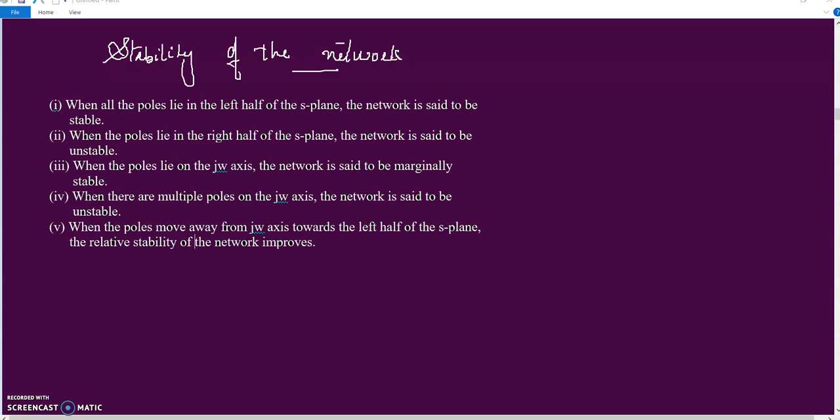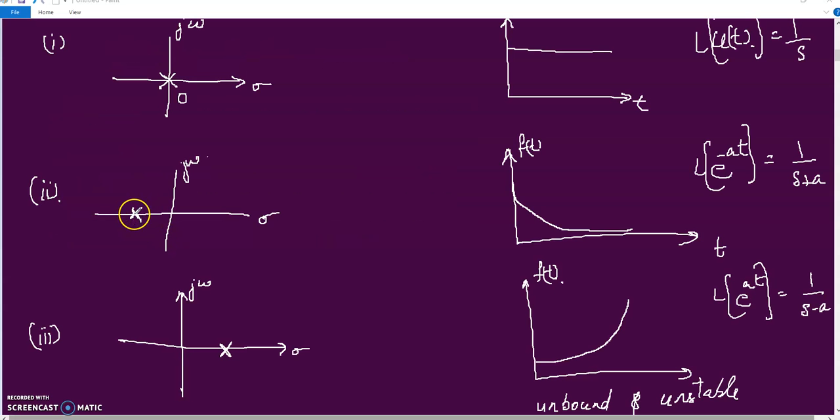These are the 5 properties of the stability of the network. Coming to the first one, when all the poles lie in the left half of the S-plane, the network is said to be stable. We can see the time domain response when the poles were on the left half of the S-plane. This is one case when the poles lie in the left half of the S-plane. We can see that it is an exponentially decreasing wave, that is, it is stable. The system is bounded and it is stable.